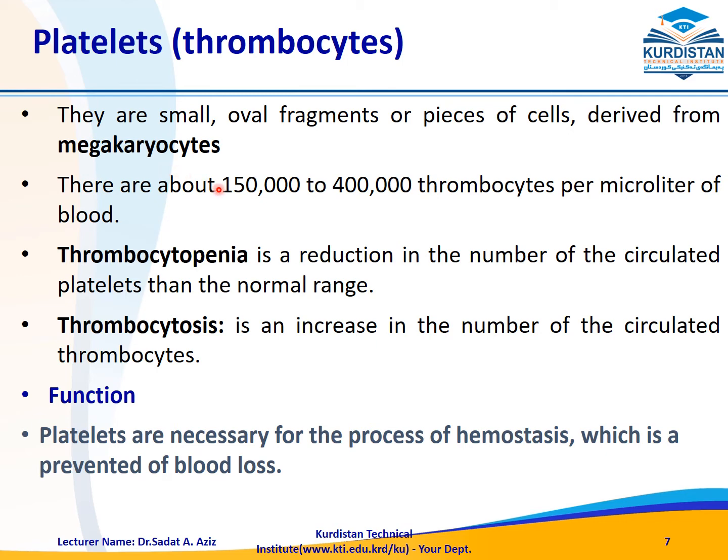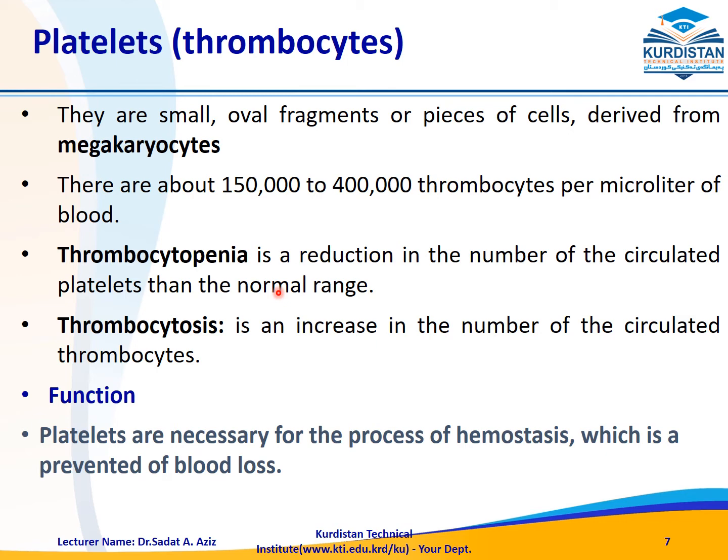Normally there is about 150,000 to 400,000 platelets per microliter of blood. An increase in the number of thrombocytes is called thrombocytosis, while a reduction in the number of thrombocytes than the normal range is called thrombocytopenia.